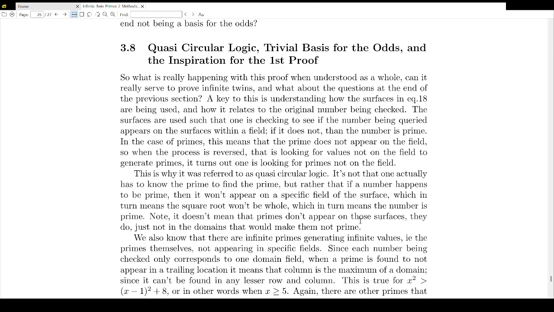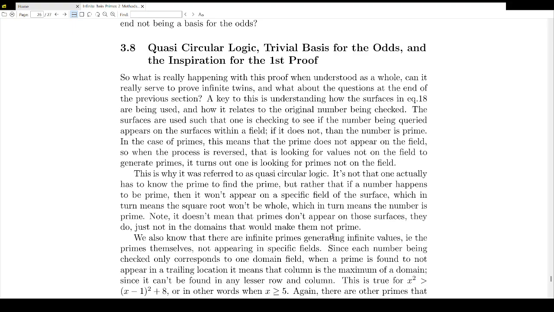No, it doesn't mean that primes don't appear on those surfaces either. If you look at the values on those surfaces, primes do appear on some of those surfaces. They do, just not in the domains that would make them not prime. So this goes back to that other domain and range thing, which I hadn't quite finished talking about, and why it mattered.